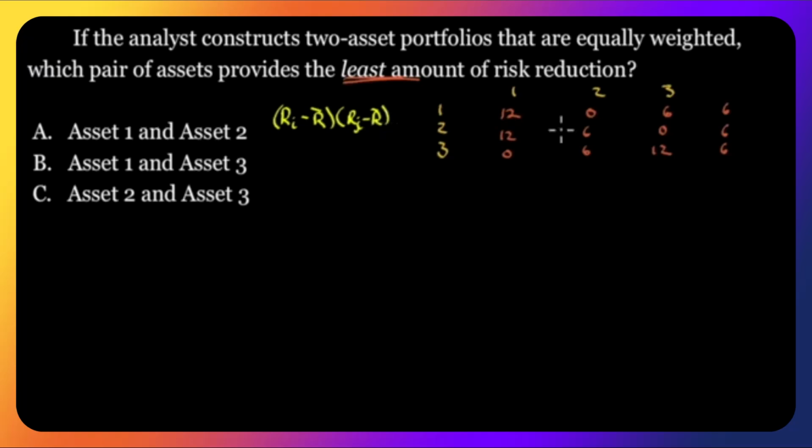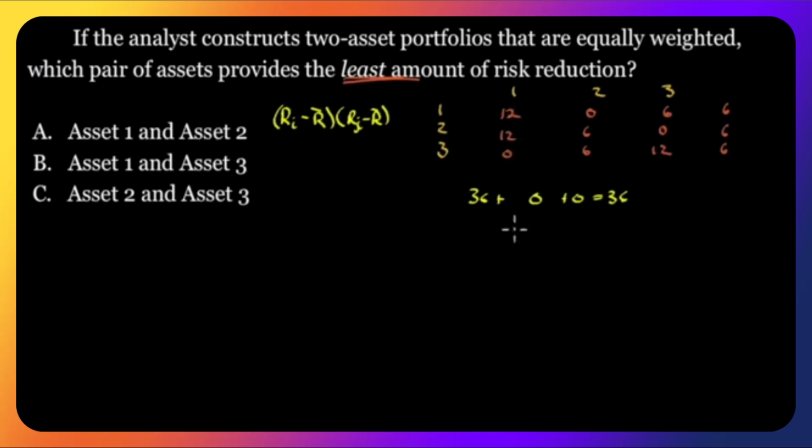We can do this quickly. We'll just do the covariance between 1 and 2. 12 minus 6 is 6 times 12 minus 6 is 6. So we'll have 36 plus 0, since 6 minus 6 is 0, and 6 minus 6 is 0, plus 0, so we'll have a covariance of 36.